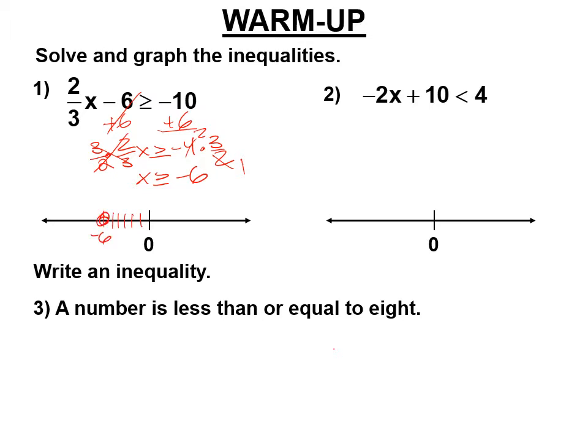We're going to graph 1, 2, 3, 4, 5, negative 6. It's greater than or equal to negative 6, so we're going to fill in the circle and we're going to put the arrow this way.